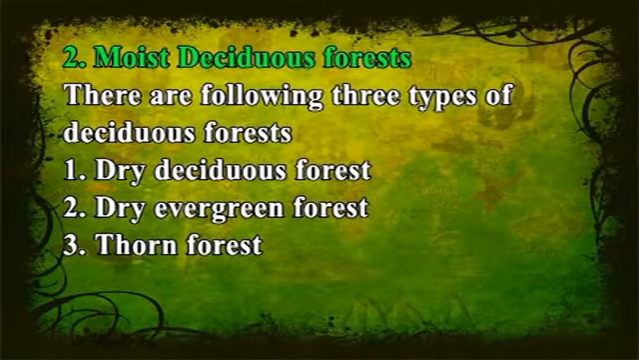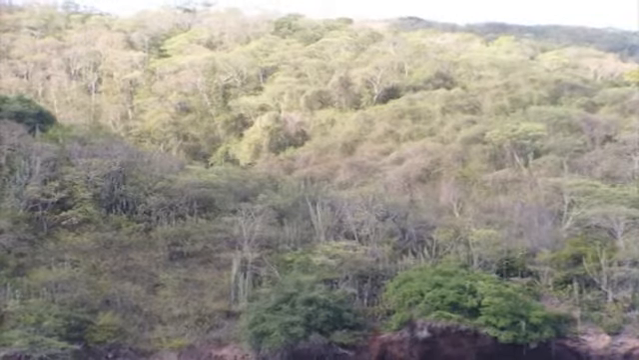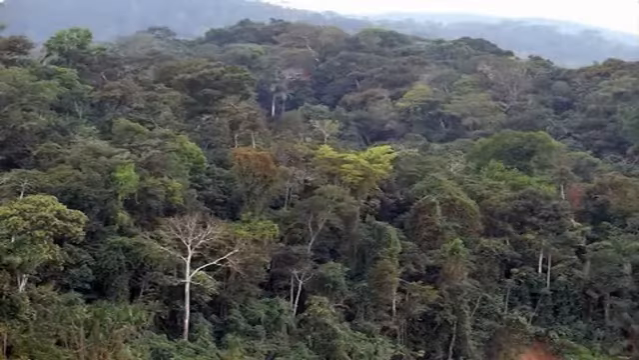There are 3 types of deciduous forest. Number 1, dry deciduous forest. Dry deciduous forests are found throughout the northern part of the country except in the northeast. It is also found in Madhya Pradesh, Gujarat, Andhra Pradesh, Karnataka and Tamil Nadu. The canopy of these trees does not normally exceed 25 meters. The common trees found are sal, a variety of acacia and bamboo.